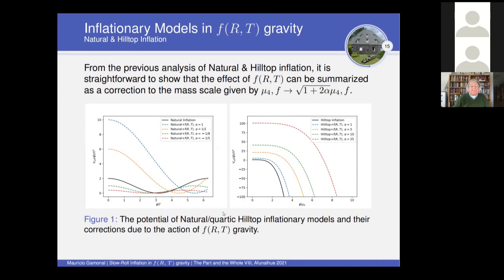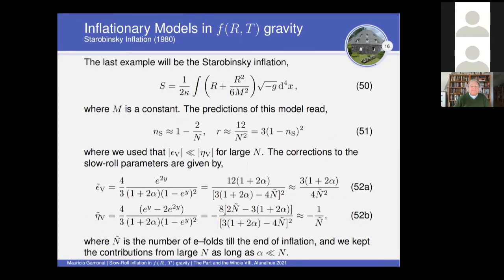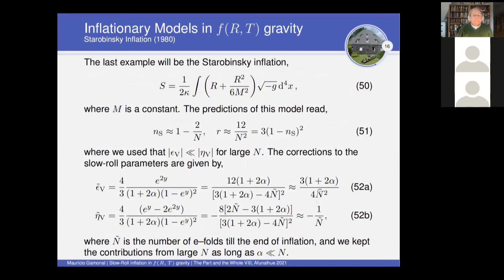So the last model I want to show you is the Starobinsky inflation model, given by the action 50, one of the first models of inflation and one of the most successful models of inflation. This model predicts the following spectral indices and the tensor to scalar ratio in equation 51. I followed the same procedure. I computed everything, and we can see in equations 52a and 52b that it is also a modification. In this case, there is no mass scale, so it is a direct modification of the prediction of Starobinsky inflation.